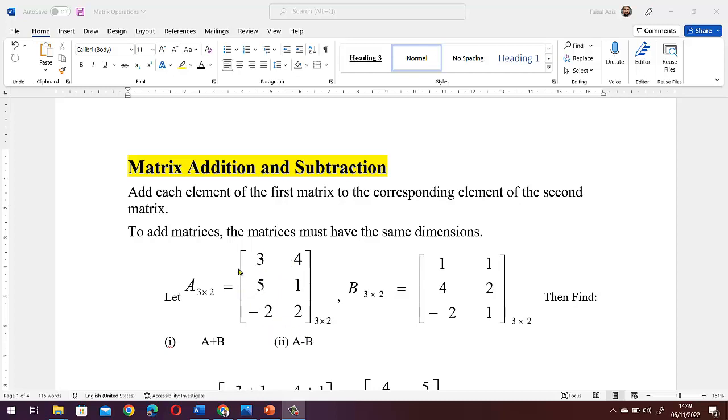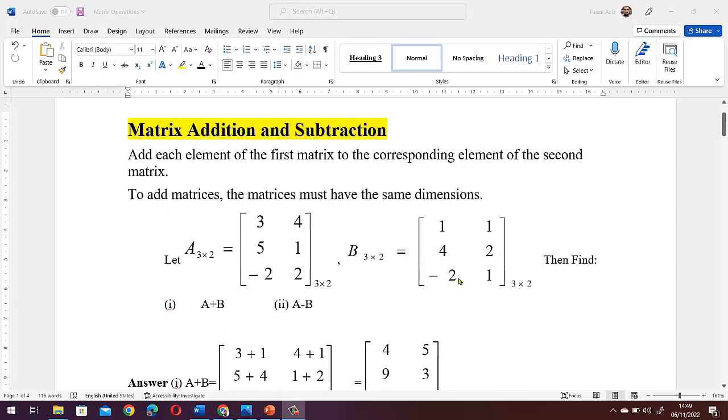The order of a matrix is basically the multiplication of rows into columns. As you can see in matrix A, I put in the subscript of capital letter A 3 into 2, meaning that this matrix A has 3 rows and 2 columns. Similarly, matrix B has 3 rows and 2 columns.